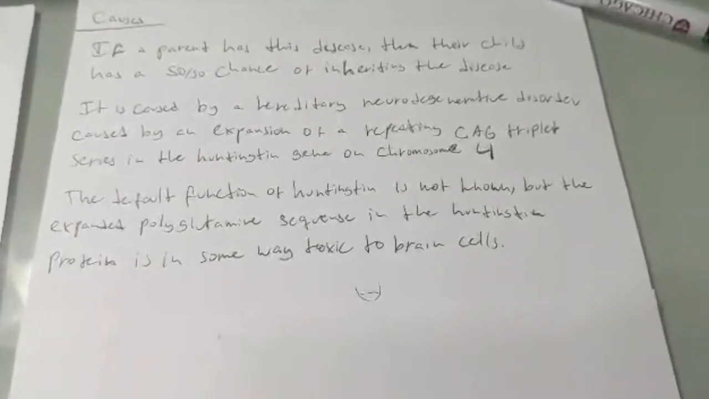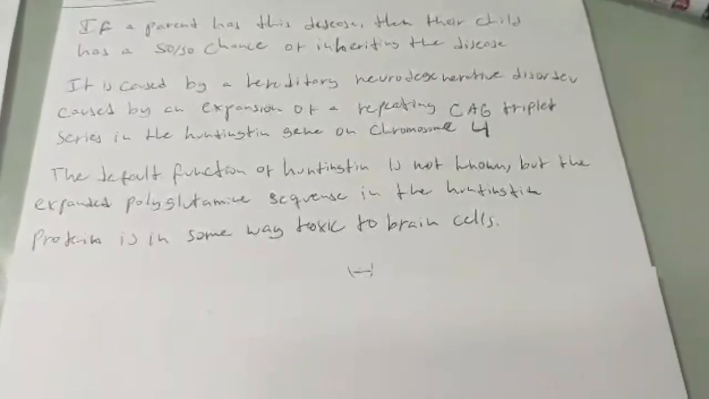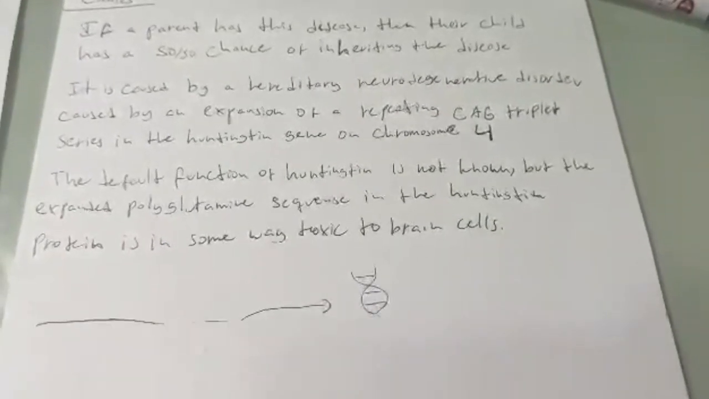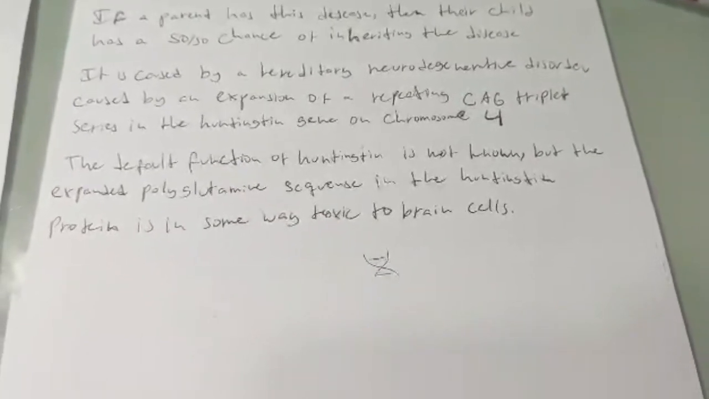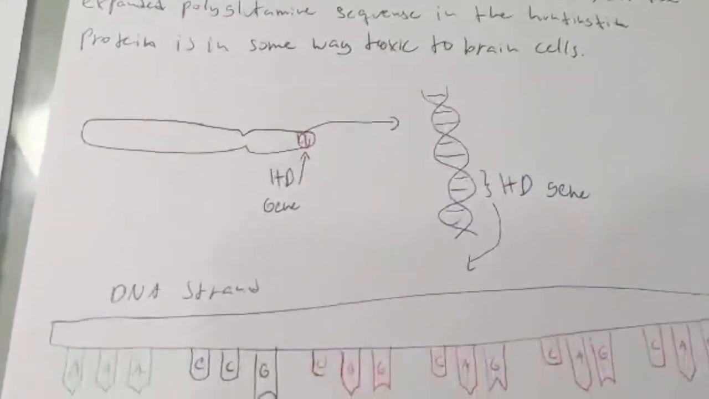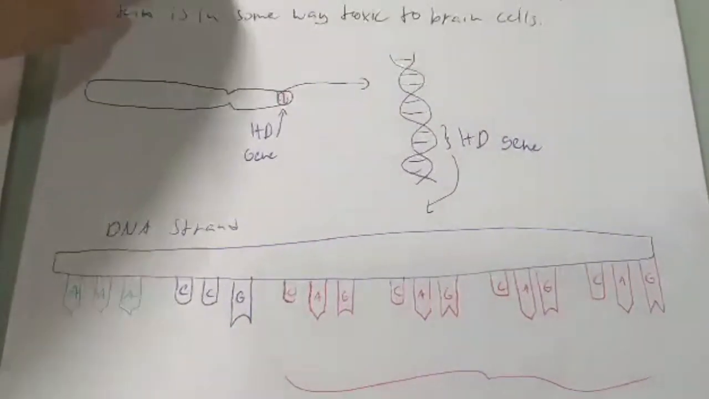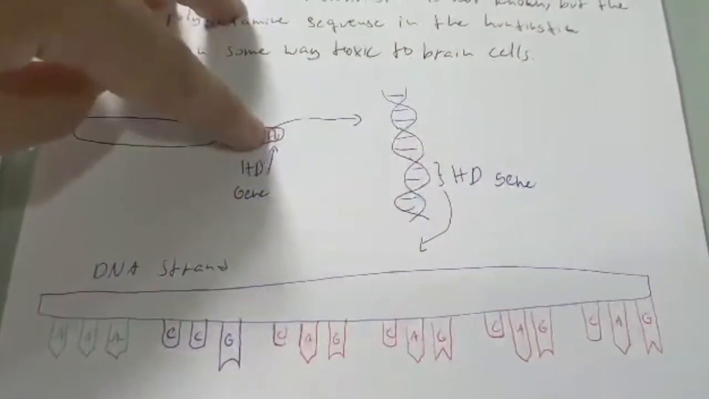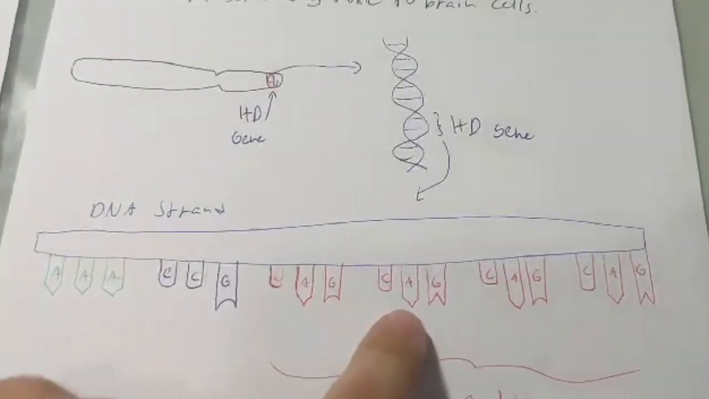The full function of it is not known, but once it is paired with the repeating triplet, it seems to be somewhat toxic to brain cells. And then here in this picture, we can see what it looks like. You have part of the chromosome as it shows here, and then if we zoom in over here, you'll see the DNA strand and you'll see the repeating series.